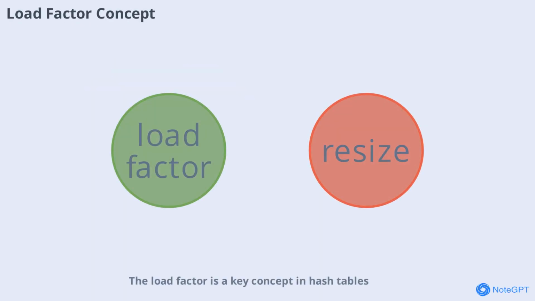Load factor is a key concept in hash tables. It measures how full the table is by dividing the number of stored elements by the total number of slots. A high load factor means the table is getting full, which can lead to more collisions and slower performance. To keep things running smoothly, hash tables often resize themselves when the load factor gets too high. This ensures that data retrieval remains fast and efficient.